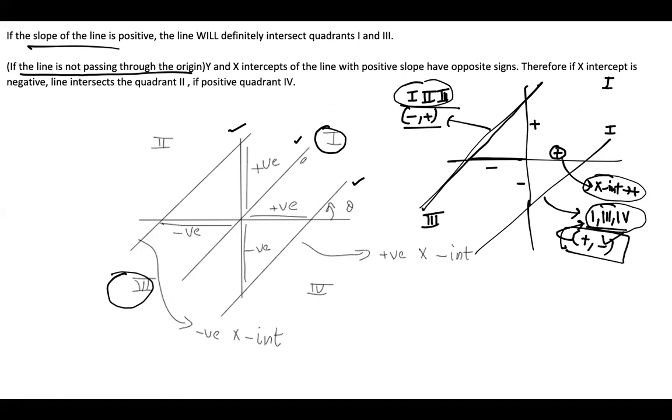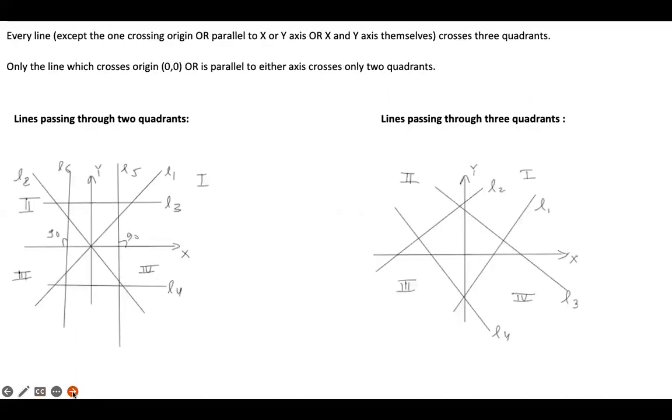What about this line? How many quadrants will it pass through? 2 quadrants. 1 and 3. So first and third. Every line, no need to remember, you can always make diagrams and find out.